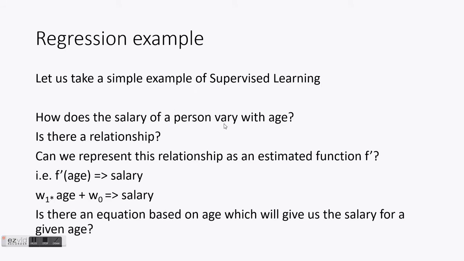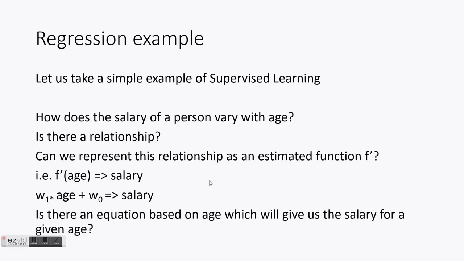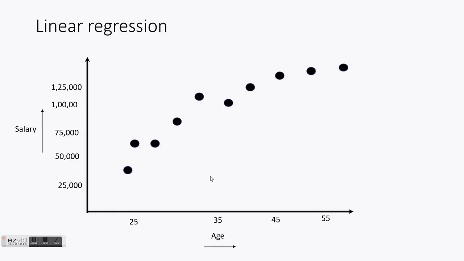We want to see how the salary of the person varies with age, and whether we can represent this relationship as an estimated function f dash. Can we identify some function where f of age is salary? We can assume that this is some weighted sum of the age plus some bias, and let's assume this satisfies this data set. And how do we go about this?